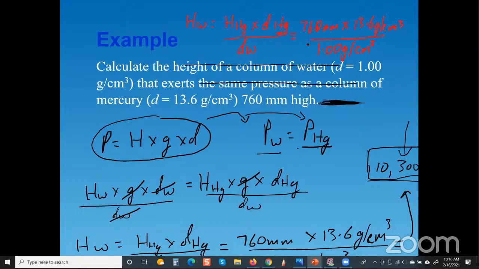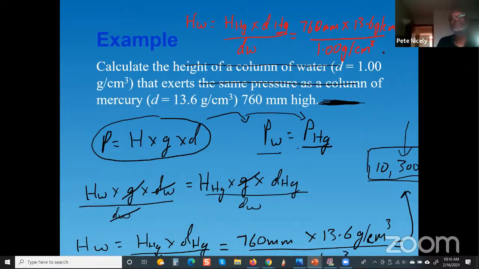All right, so as I was saying, when you plug these numbers in, you're going to get the answer being equal to 10,300 millimeters, all right? And this is equal to 10.3 meters, right?